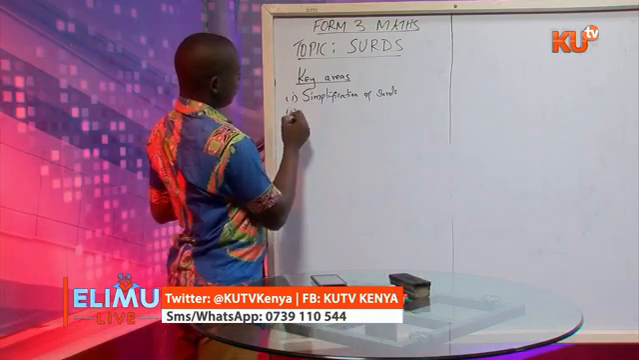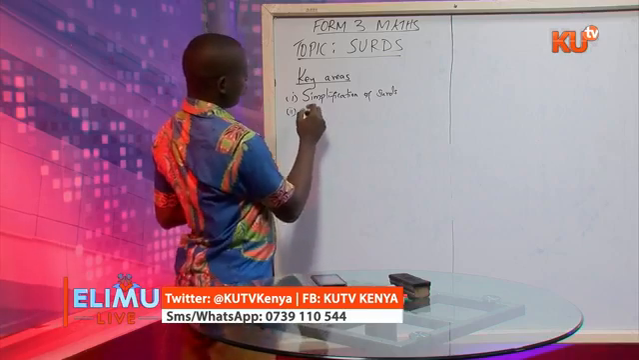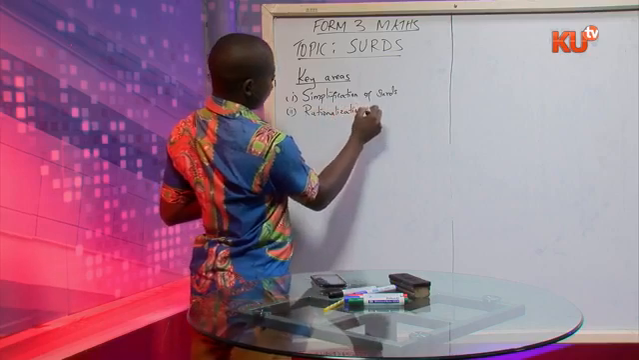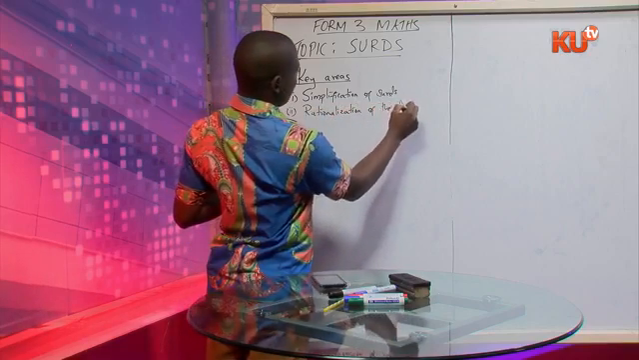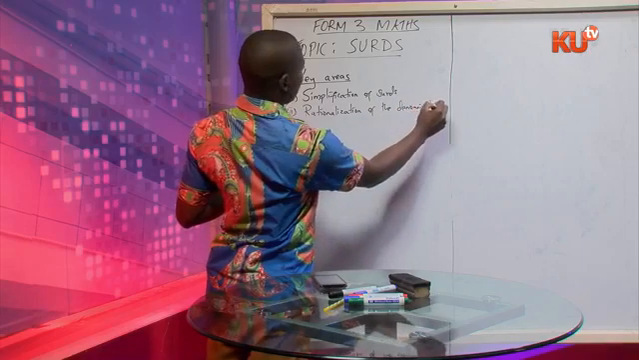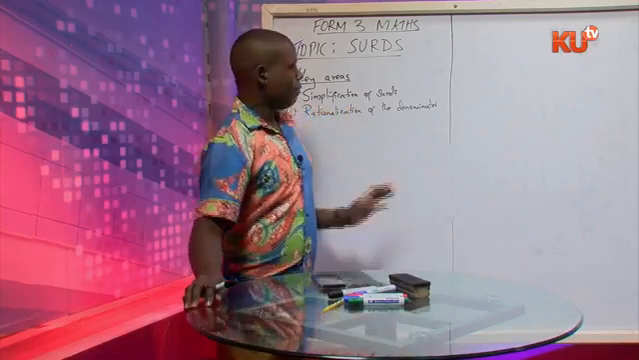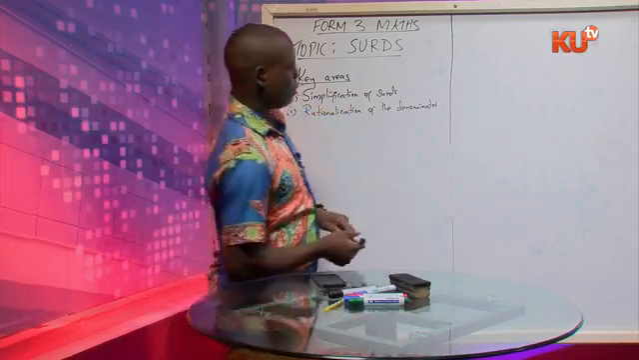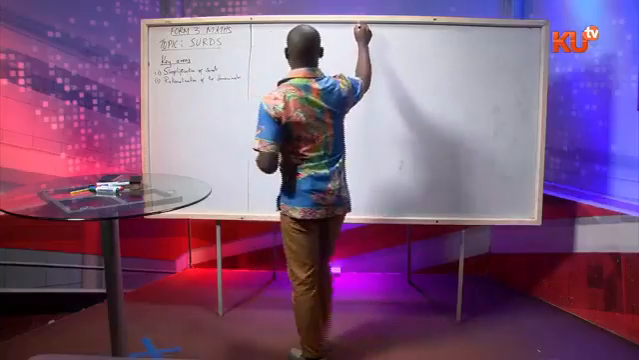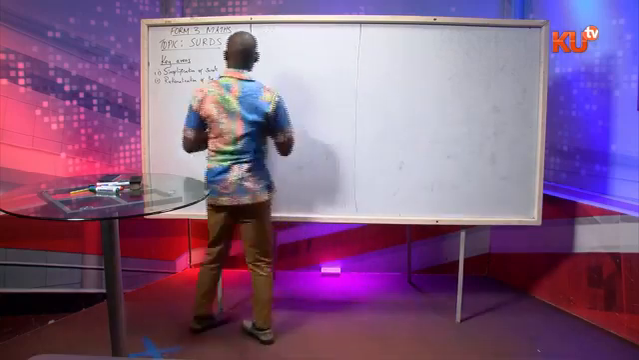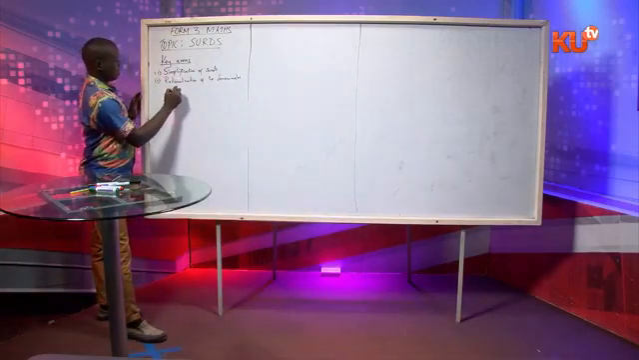Number two, when you are revising surds, be able to know what is called rationalization of the denominator. These are the two areas that this topic will require you to understand so well if you want to get any mark from the topic. But before we look at these main areas, we have to set the foundation and know what is required before we get to the simplification of surds. So let's look at these areas.